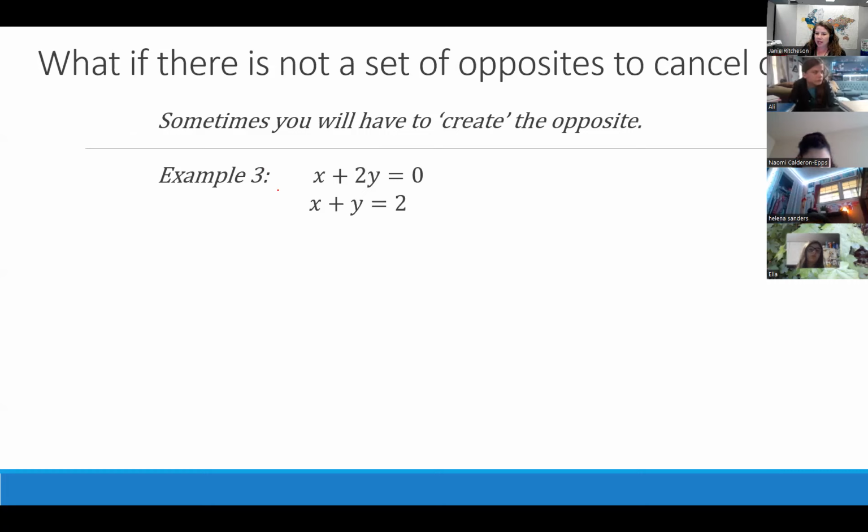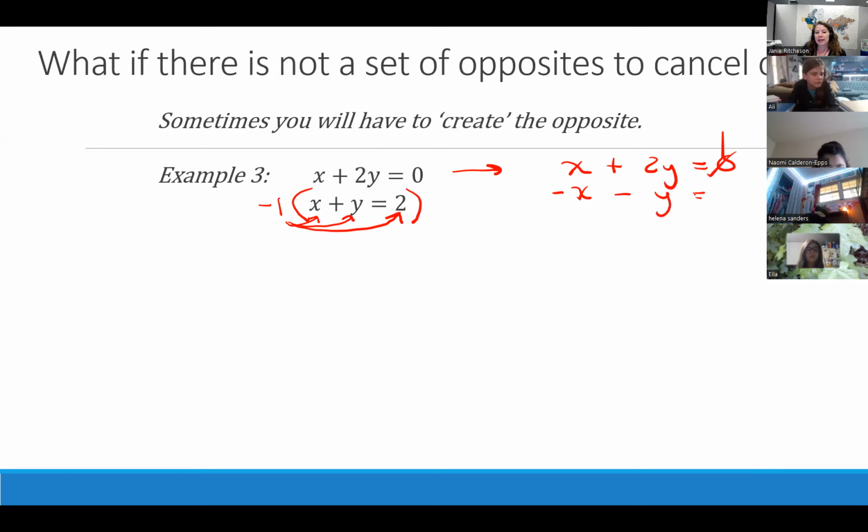It doesn't matter which one I change, but whatever you multiply x by to make it negative x, you have to multiply the whole equation by the same digit. So the only thing I can multiply x by to make it negative x is negative 1, right? So I'm going to rewrite my top equation, x plus 2y equals 0. On my second equation, I'm going to distribute the negative 1 to every single term. Negative 1 times x is negative x. Negative 1 times y is negative y. And negative 1 times 2 is negative 2.